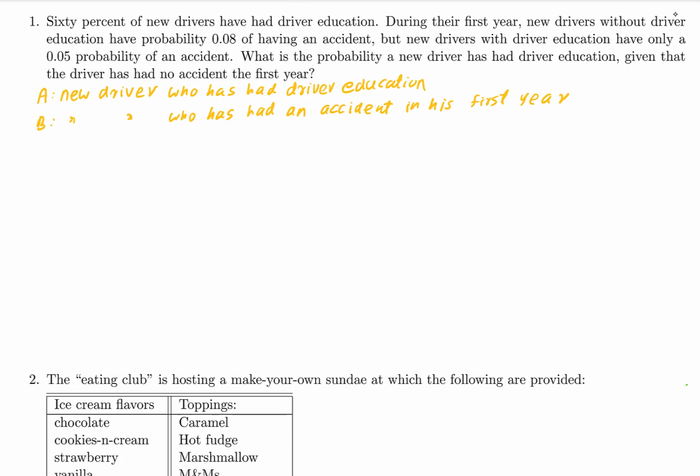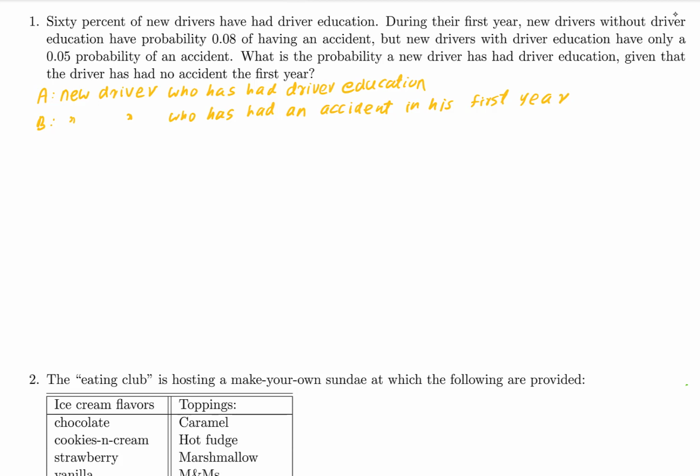60% of new drivers have had driver education. During their first year, new drivers without driver education have probability 0.08 of having an accident. But new drivers with driver education have only a 0.05 probability of an accident. What is the probability a new driver has had driver education given that the driver has had no accident the first year?